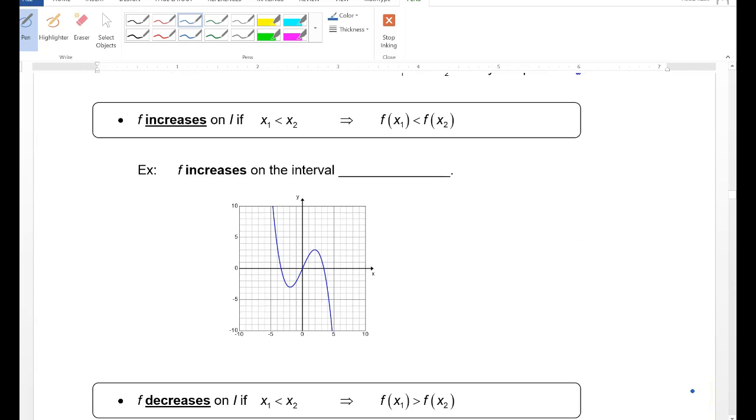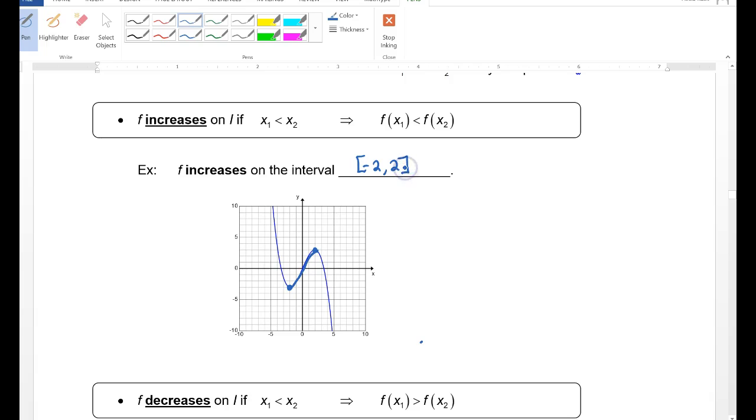Okay, this is going to look a lot like what we did in the last section. Increasing and decreasing, we'll start off with some review. What did you do last year with increasing? This is really easy. How do we know where it increases? Where there's positive slope. So from here to here, we're going to say from -2 to 2.